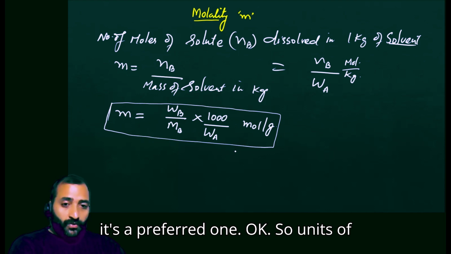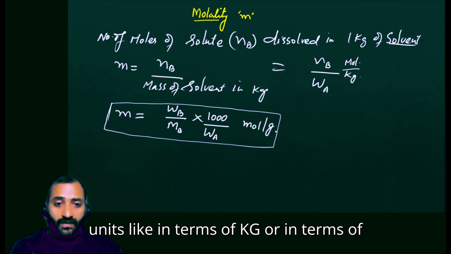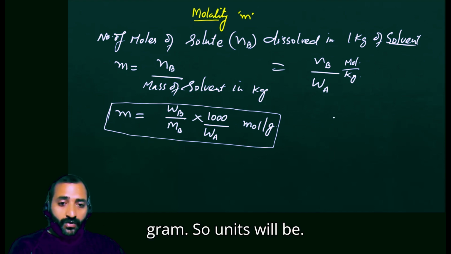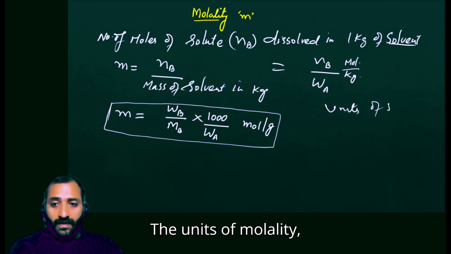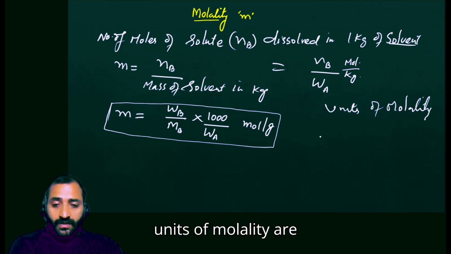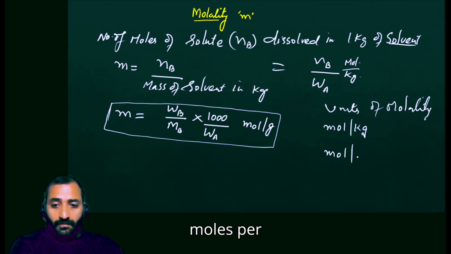So the units of molality: I have already written some units, in terms of kg or in terms of gram. Units of molality are moles per kg. A smaller unit can be moles per gram.